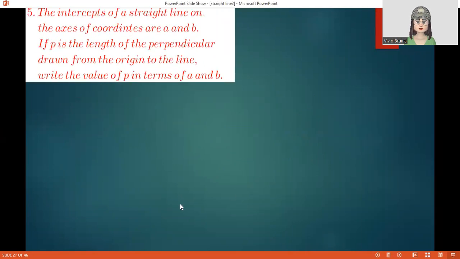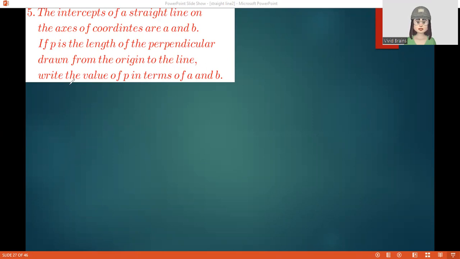Look at the fifth question. The intercepts of a straight line on the axis of coordinates are A and B. If P is the length of the perpendicular drawn from the origin to the line, write the value of P in terms of A and B. The intercepts of the straight line on the axes are A and B, which is given.